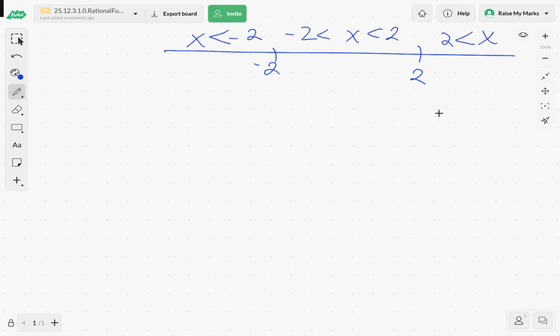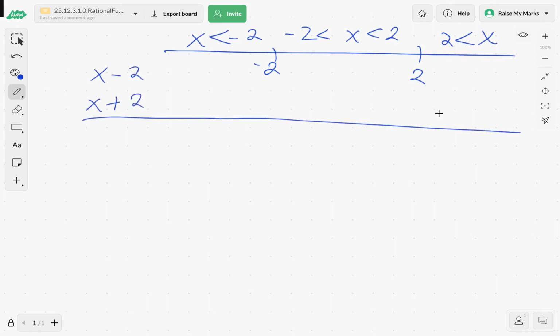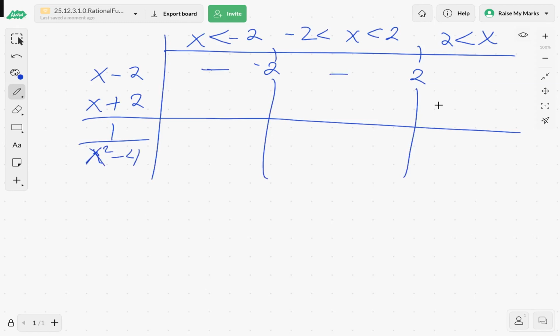What are our factors? Our factors are x minus 2 and x plus 2. And our function is 1 over x squared minus 4. So let's see what's going on in these intervals. x minus 2 is negative when x is less than negative 2, negative when x is between negative 2 and 2, and positive when x is greater than 2. x plus 2 is negative when x is less than negative 2, positive when x is between negative 2 and 2, and positive when x is greater than 2.